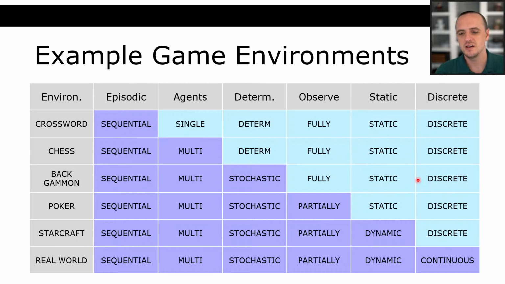Now, I'm not saying that moving from chess to backgammon, because this is now stochastic, means that backgammon is necessarily harder than chess. But what I'm saying is, if you take the same problem that's deterministic and then change it to be stochastic, the stochastic version will be more difficult to solve. If you have a fully observable game and then you hide some of the information, that partially observable version of the game will be harder to write an algorithm to solve.